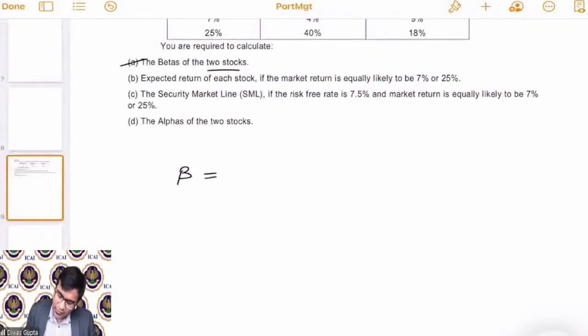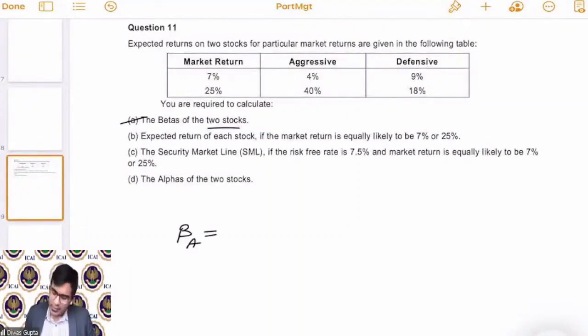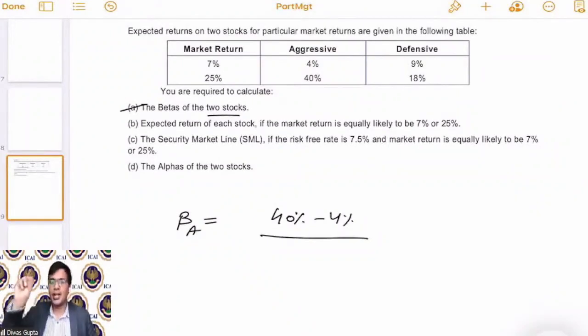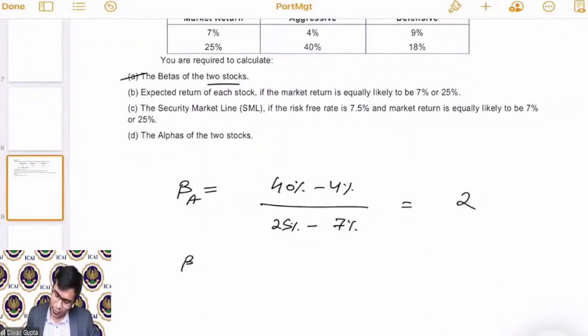Let's say beta of A, which is aggressive. Can we say that 40% minus 4%, the change in the aggressive returns, divided by the change in the market returns, correct, which is 25% minus 7%? Okay. So this comes out as 40 minus 4 divided by 25 minus 7, which is 2. So beta for the aggressive stock comes out to be 2.